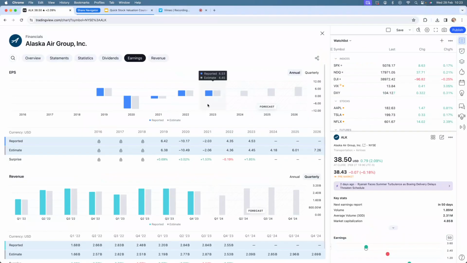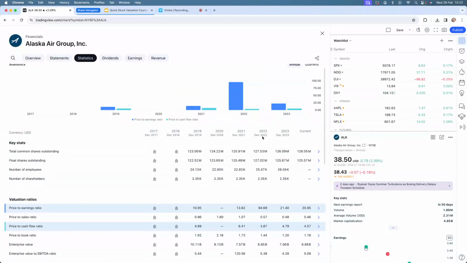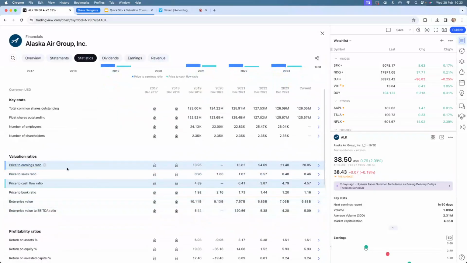So back to our TradingView platform again. This time we're going to move over to the left here and look at statistics. And again, make sure you change statistics from quarterly to annual. Very important. So what this is doing here, over the last 5 years, it's giving you the price to earnings ratio. So it's telling you what the company traded at on a valuation multiple. Now, it's very important here to understand that these are investor sentiment ratios.